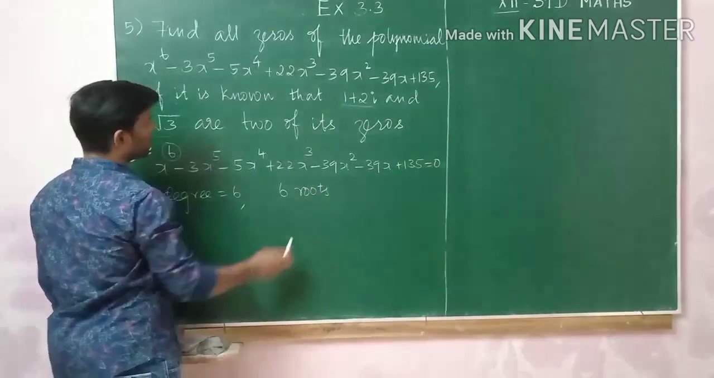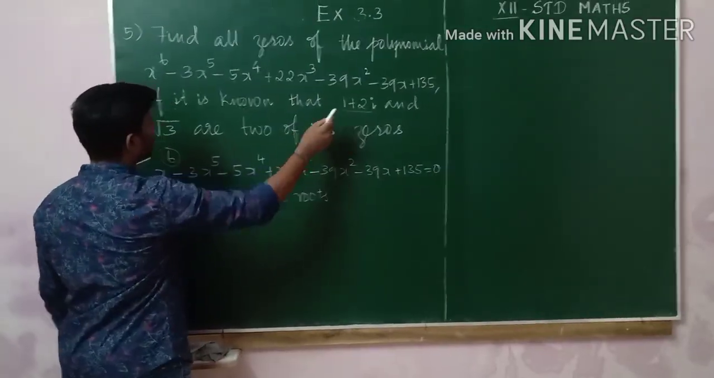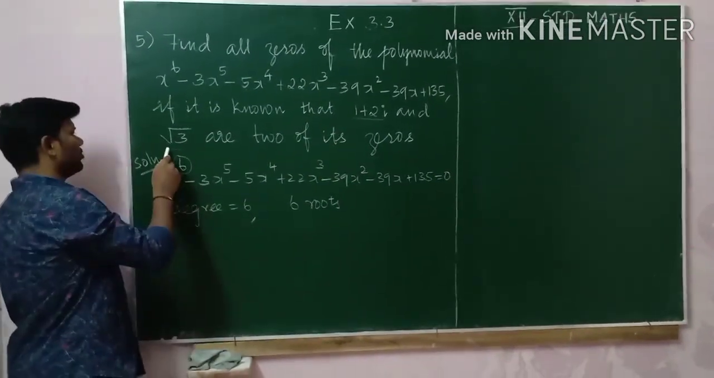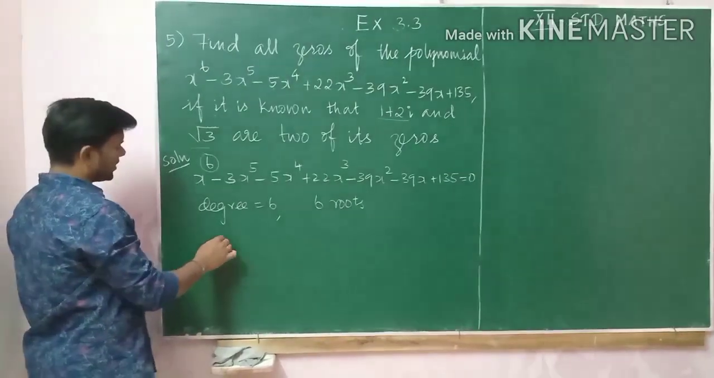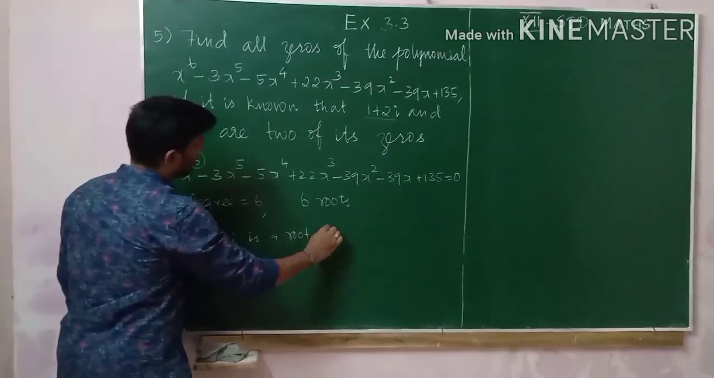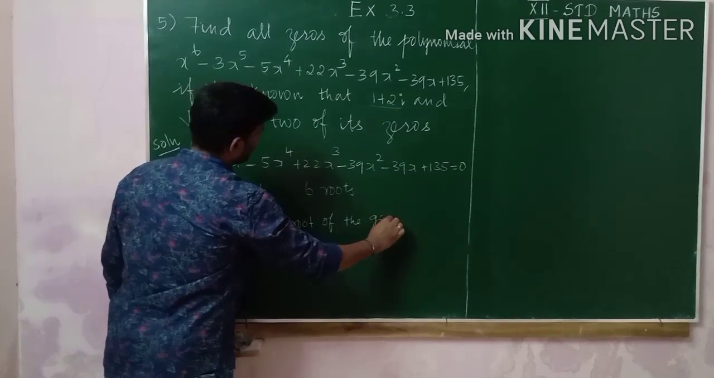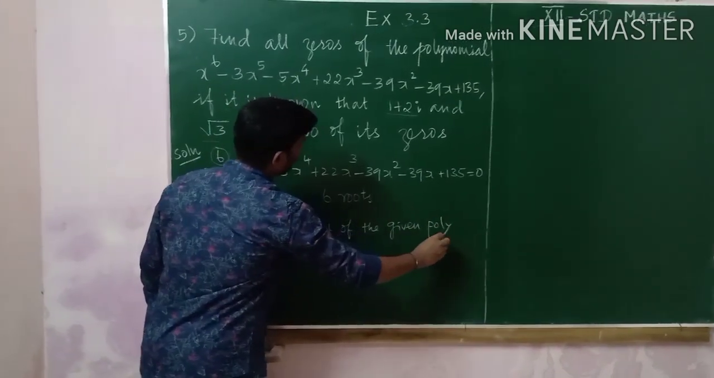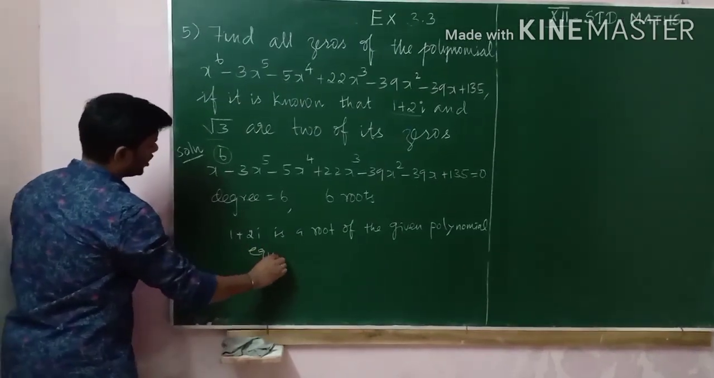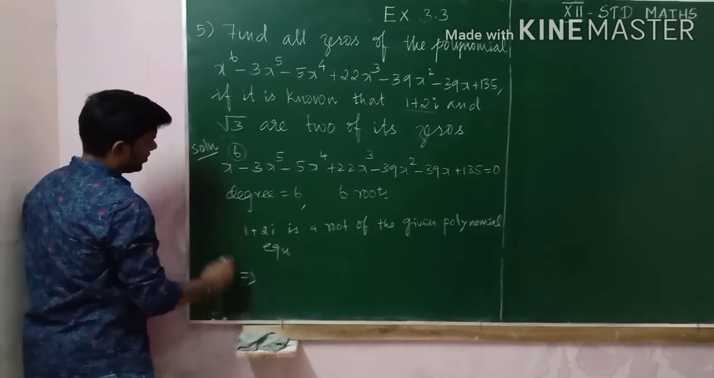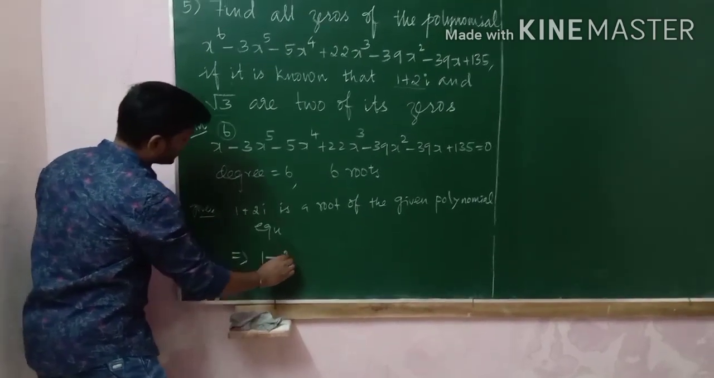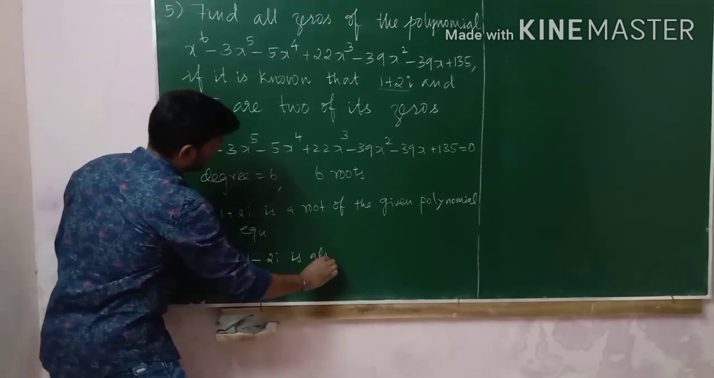So we must get 6 roots. But in the question they have given only 2 roots, 1 plus 2i and square root of 3. So from this we can find another root. Also from this we can find another root. So what is the first step? 1 plus 2i is a root of the given polynomial equation, which implies 1 minus 2i is also a root.